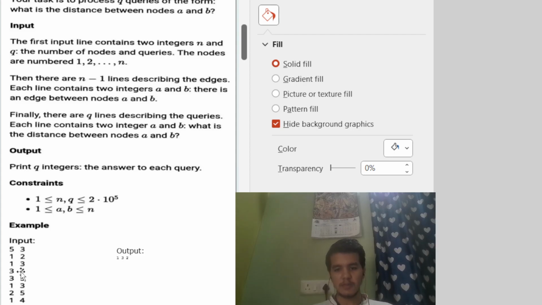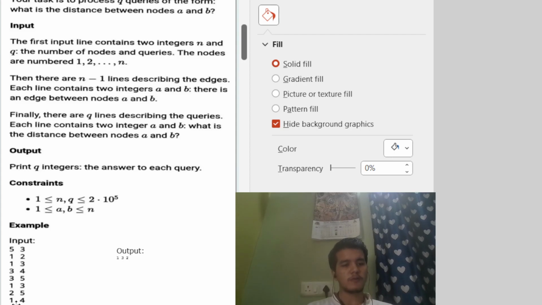In the next n minus 1 lines, as you can see, 1 and 2 represent that there is an edge between 1 and 2. Similarly, 1 and 3 represent an edge between 1 and 3. And we need to find the answers to the q queries. Let's suppose q is 3, so we need to find the distance between 1 and 3, between node 2 and 5, and between node 1 and 4.